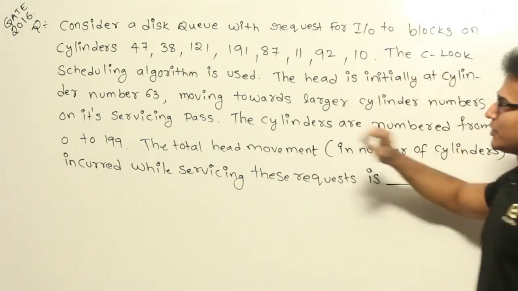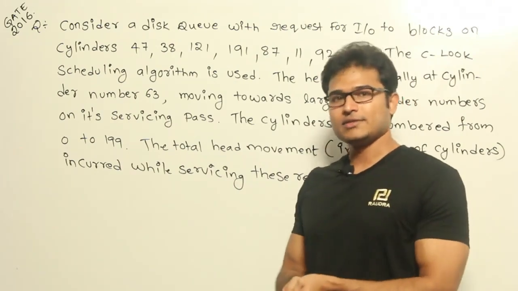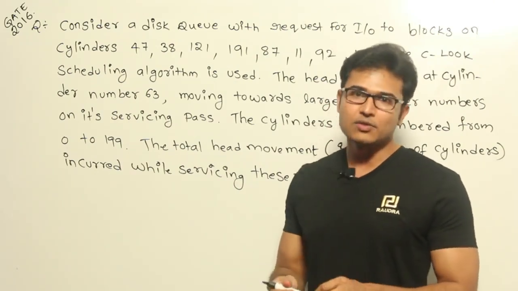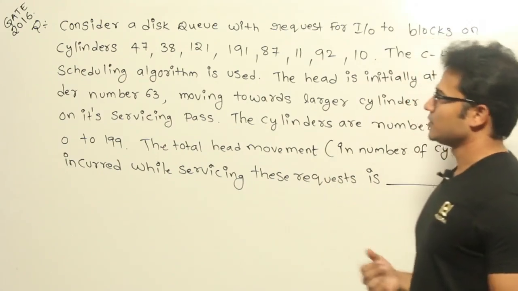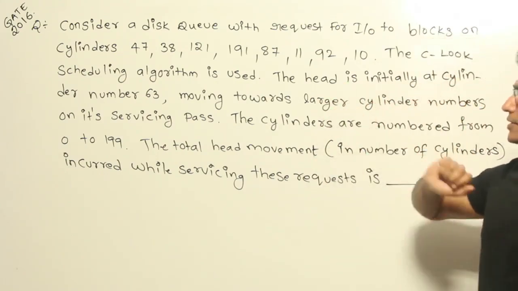The CLOOK scheduling algorithm is used. So the algorithm that they are saying they are using is CLOOK. That is what we have just seen, the CLOOK algorithm, right? The same algorithm is what they are talking about. Now the head is initially at cylinder number 63.